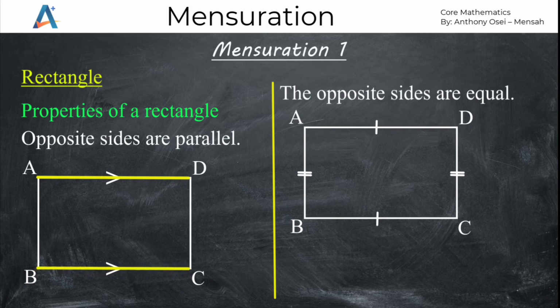In mathematics, arrows show parallel. The number of arrows on the lines must be the same. So this has a single arrow on AD and a single arrow on BC, showing that the side AD is parallel to the side BC. The same thing applies to the other side.